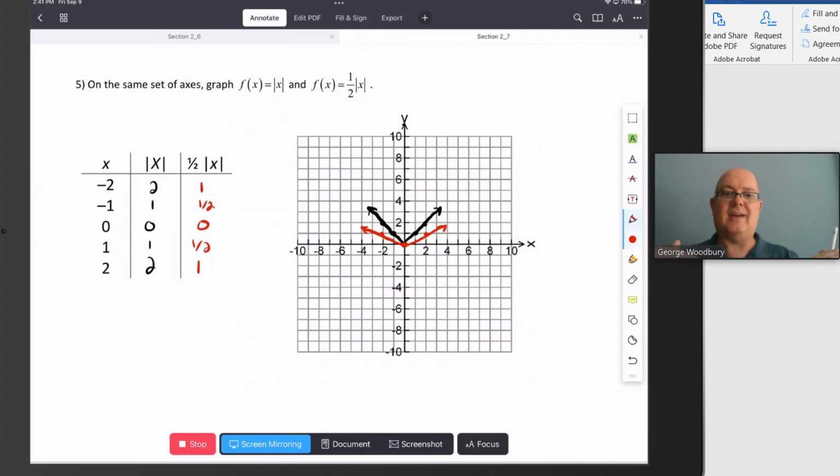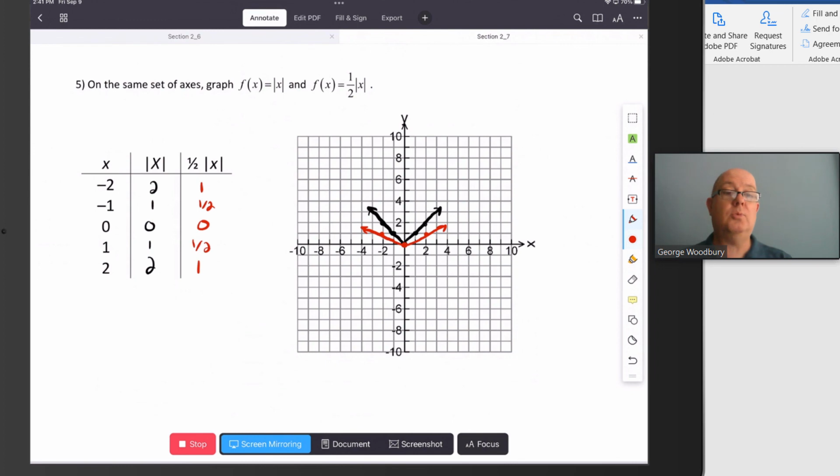It pulls down that V shape, so it's flatter, right? Instead of up, it's a little flatter. So that's a vertical shrink by a factor of 1/2. So every point's half as high as the basic main function was.